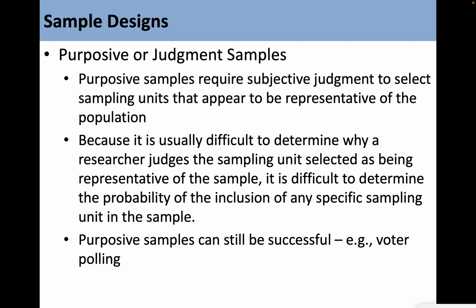Purposive or judgment samples. Purposive samples require subjective judgment to select sampling units that appear to be representative of the population. Because it is usually difficult to determine why a researcher judges the sampling unit selected as being representative of the sample, it is difficult to determine the probability of the inclusion of any specific sampling unit in the sample. Purposive samples can still be successful. For example, voter polling is usually fairly accurate.